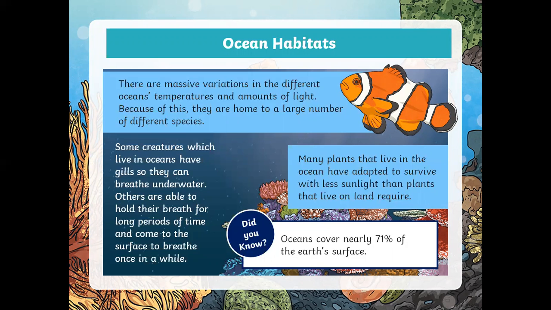Some creatures which live in oceans have gills so that they can breathe underwater, like fish, as we discussed in class, while others are able to hold their breath for a long period of time and can come up to the surface to breathe once in a while.